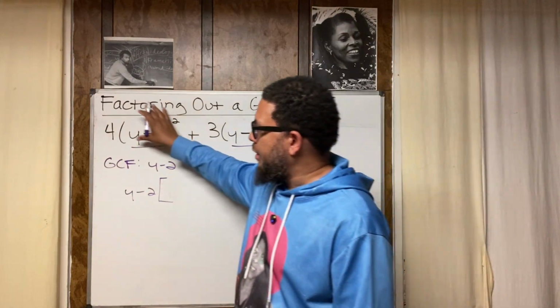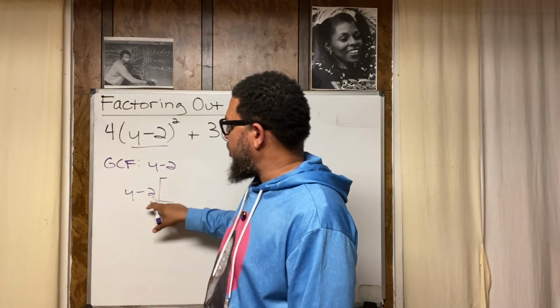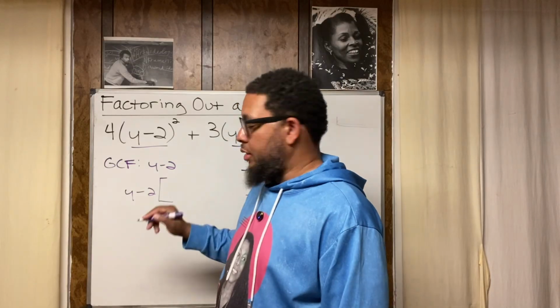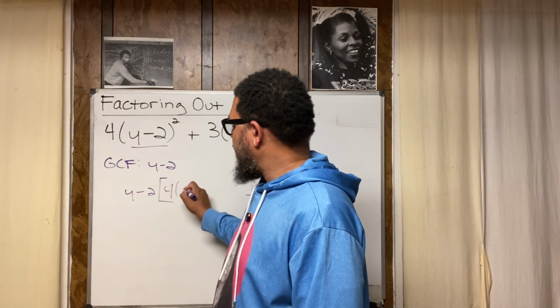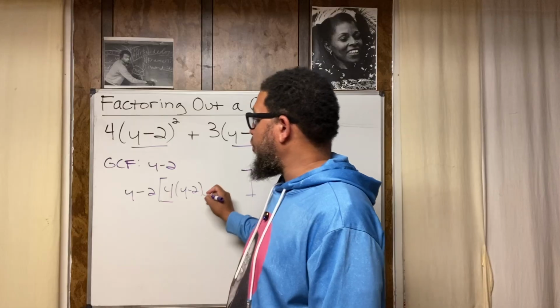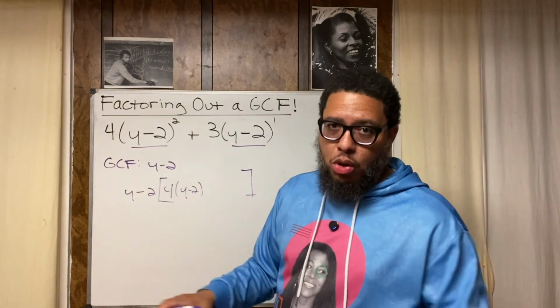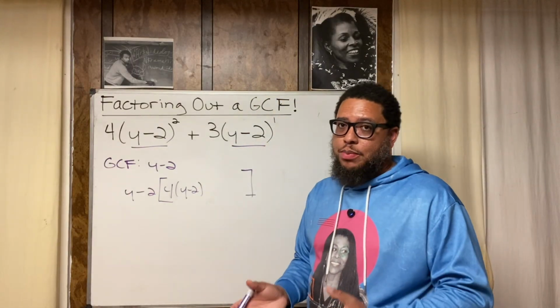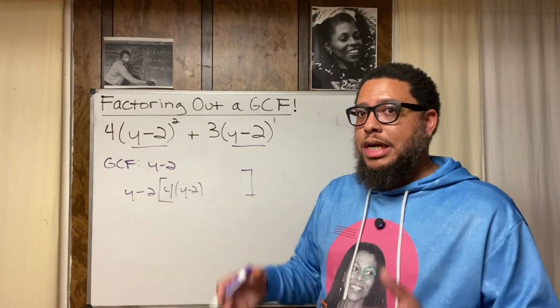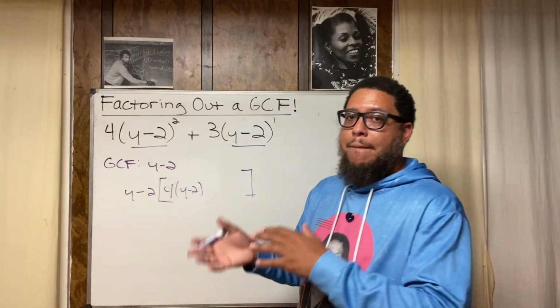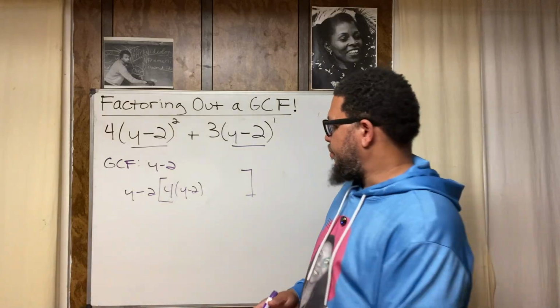Now, if I divide this whole term by y minus 2, I'm going to end up with 4 times y minus 2 to the first power. But do I need to write that 1 for the exponent? No, I don't. When 1 is your exponent, you don't need to write it. You need to understand that it's there, but you don't necessarily need to write it.